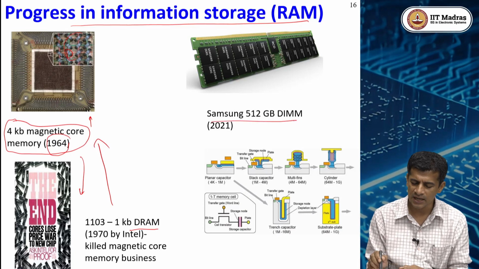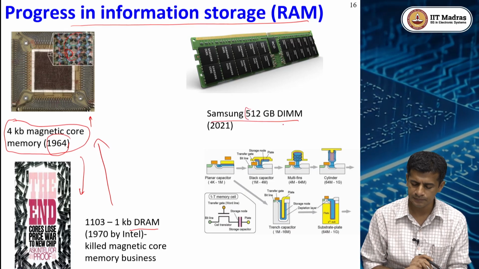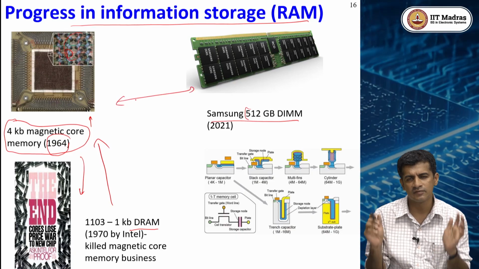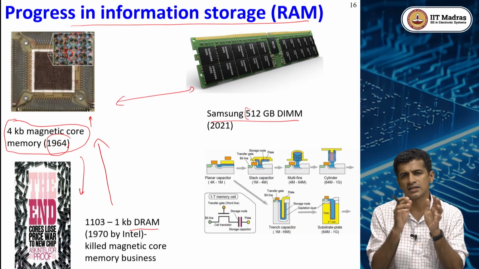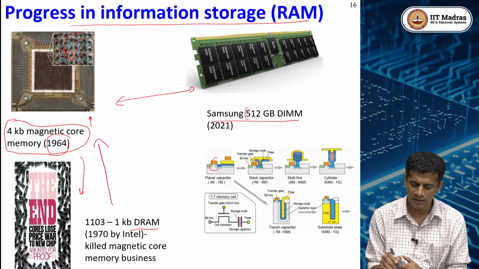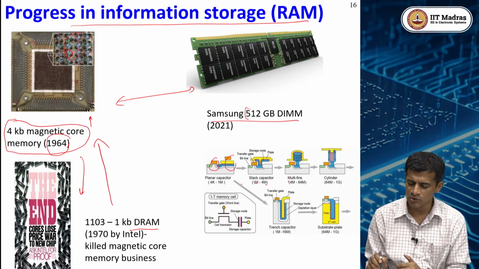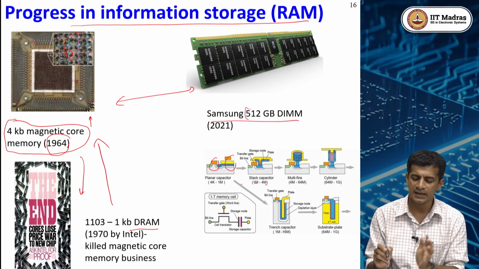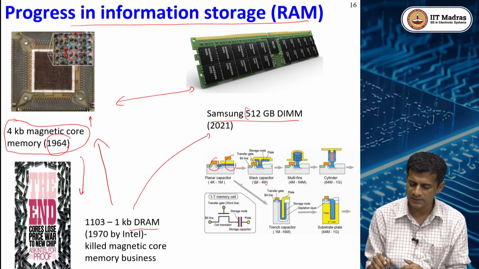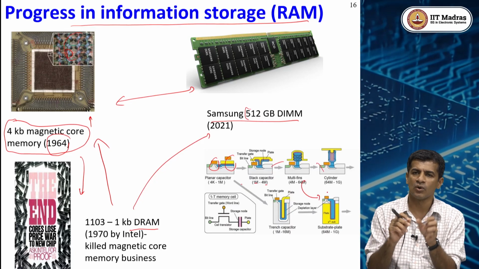This is a product from Samsung, from 2021. This is a 512 gigabyte DIMM module. So you can see that essentially what we are doing is making semiconductor devices smaller and smaller. This DRAM is nothing but a transistor with a capacitor. This is a transistor, this is a capacitor. This is the evolution of the DRAM. If you want to increase the density, you want to make the devices smaller and smaller, so device and process engineers need to come up with various innovations for how you can make the bit cell smaller and smaller.